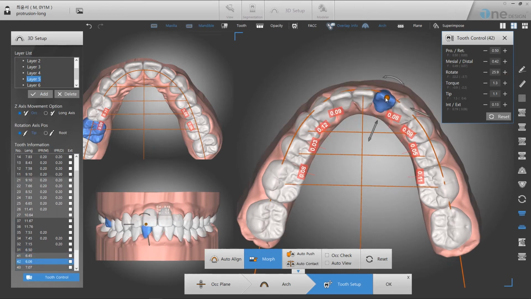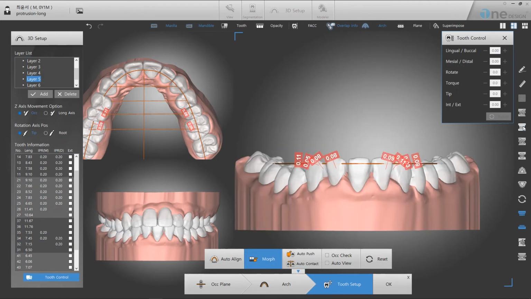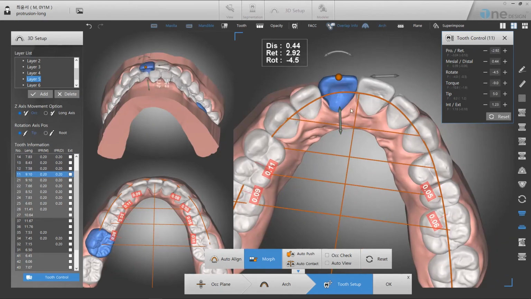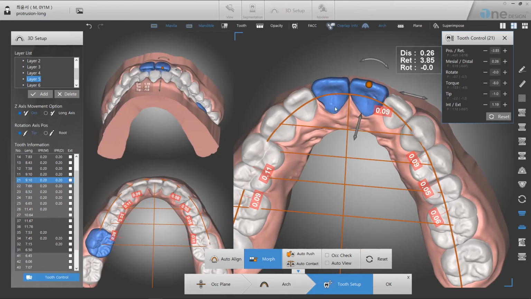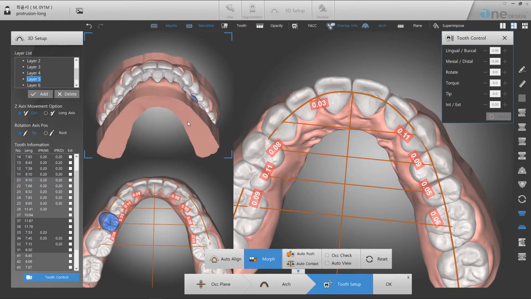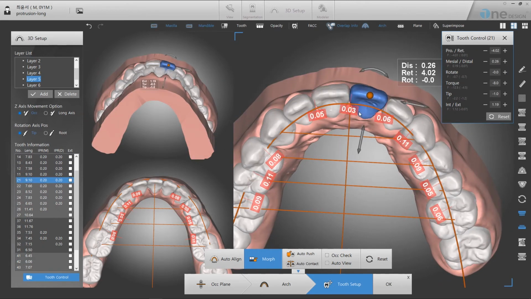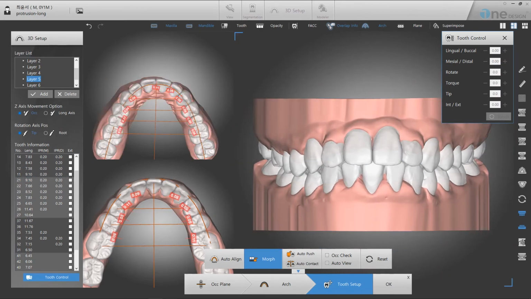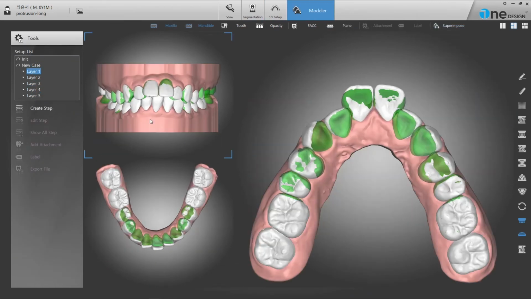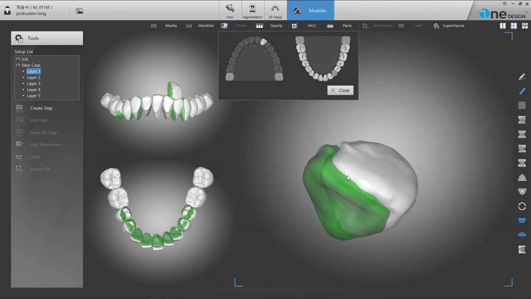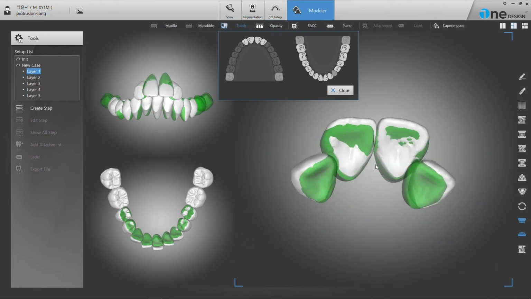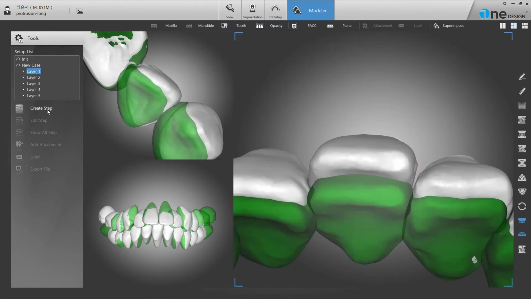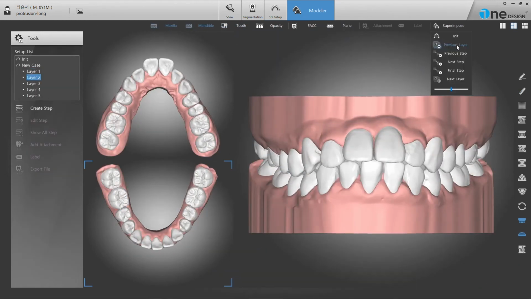Distribute the amount of overlap so that excessive force is not transmitted to only one side. Divide the steps after measuring the amount of movement using the superimpose function. In layer 1, tooth number 22 and 41 are the teeth that have moved the most. Divide the steps based on this.